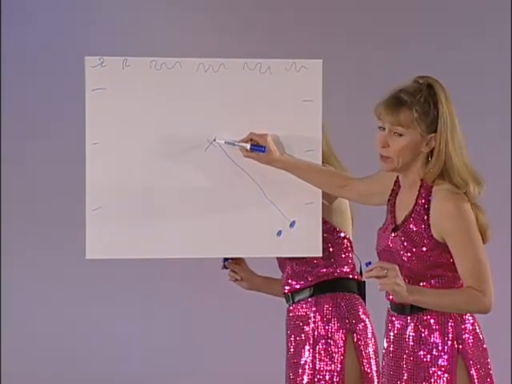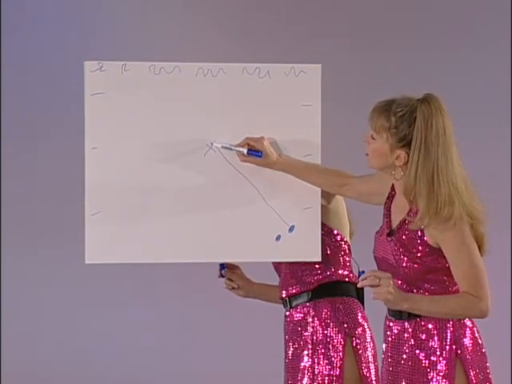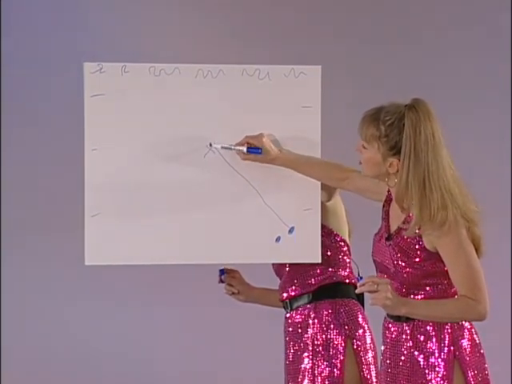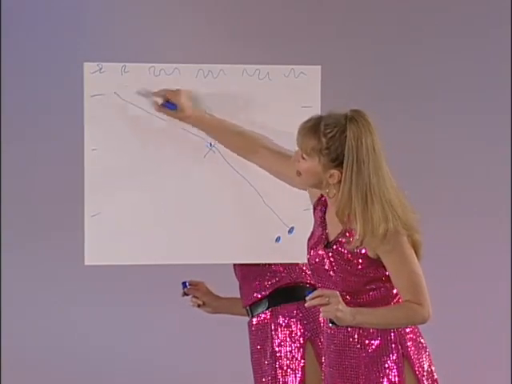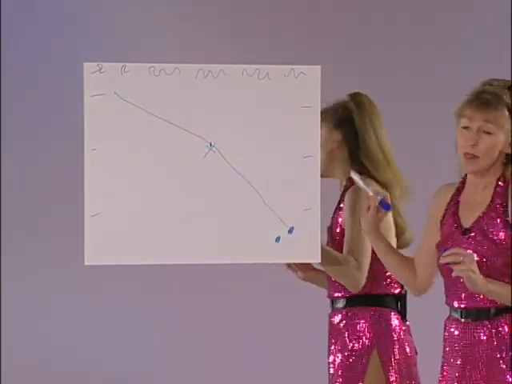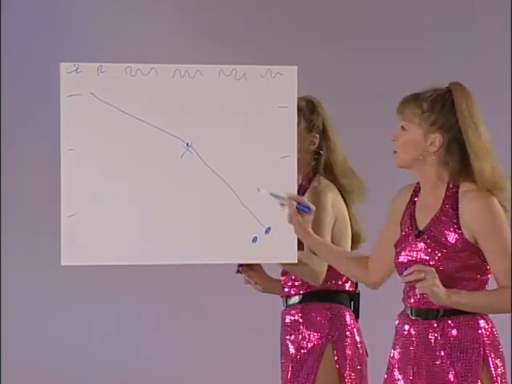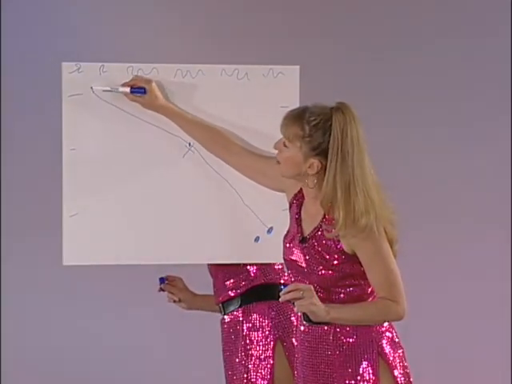1, 2, 3, 4, 5, 6, 7, 8. They're almost to the middle. In the middle, they're there on count number 1, and they keep going. 2, 3, 4, 5, 6, 7, 8. Now they're at the complete other diagonal of the stage. From there, I'm going to have them loop around and go backwards.